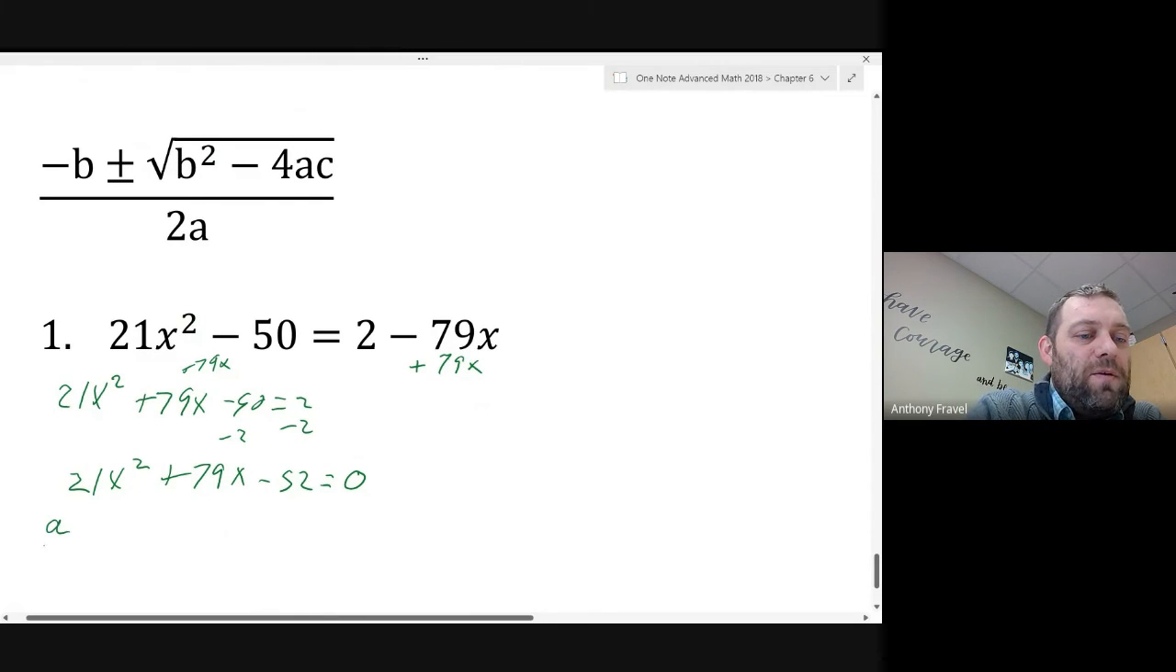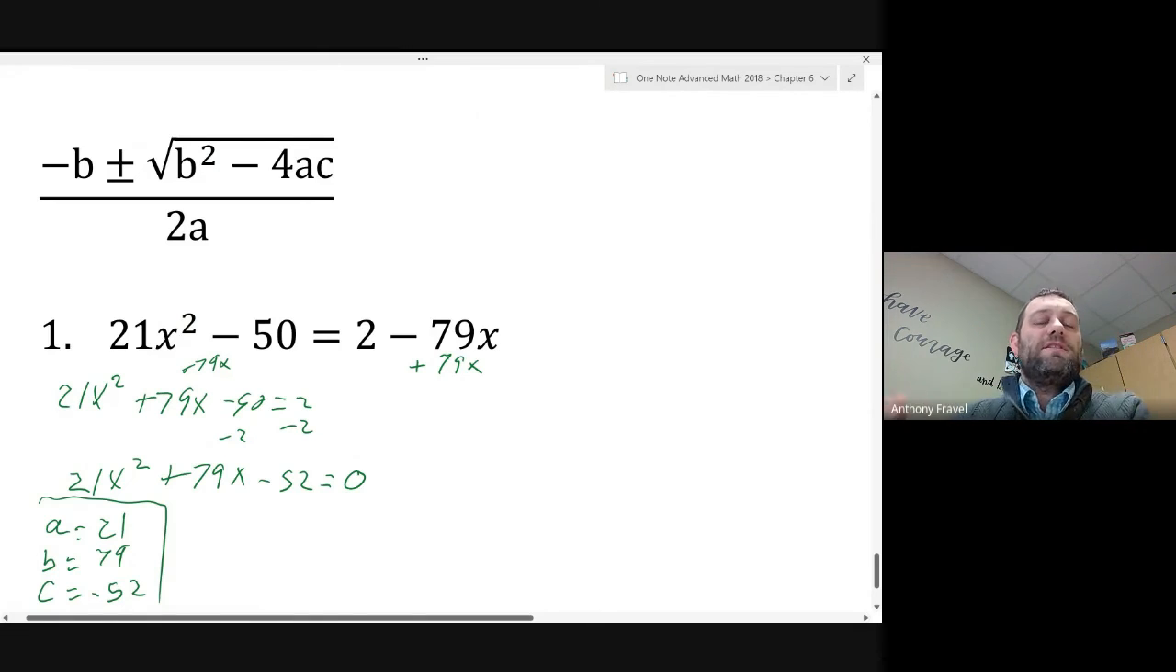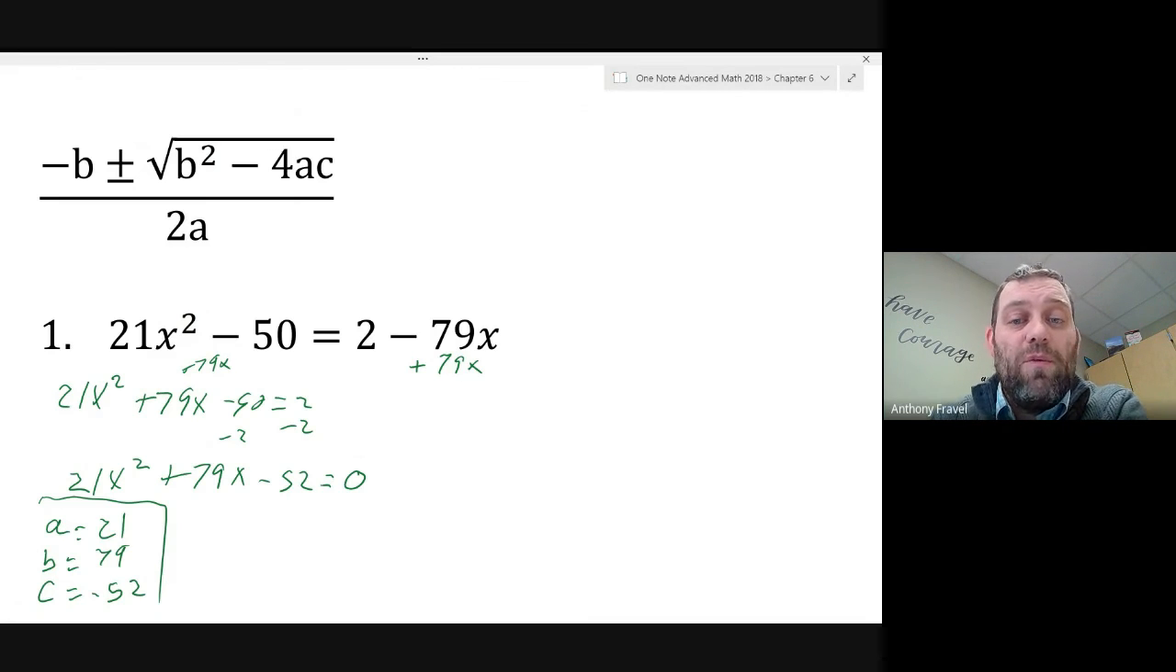I got my A value, my B value, my C value. A value is 21. B value, 79. C value is negative 52. Now that I have all three of these, I can plug this stuff into the quadratic equation and I will solve it. But again, just know it is a lot of work that goes into it.